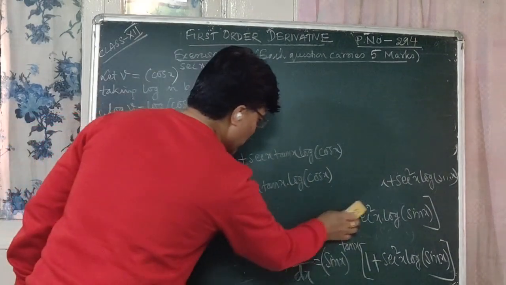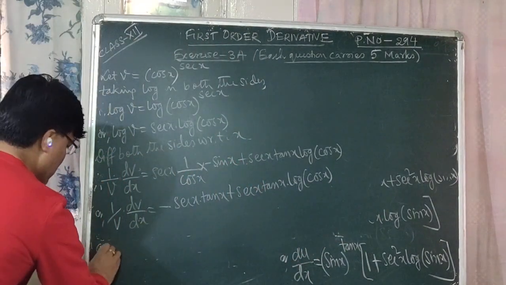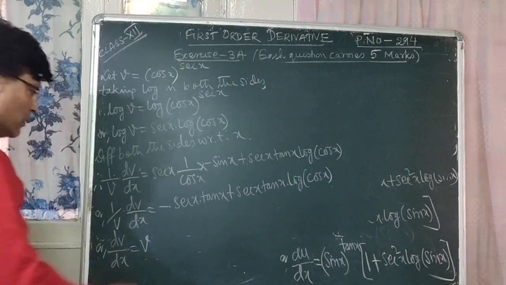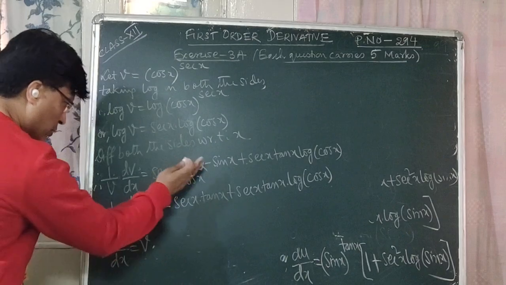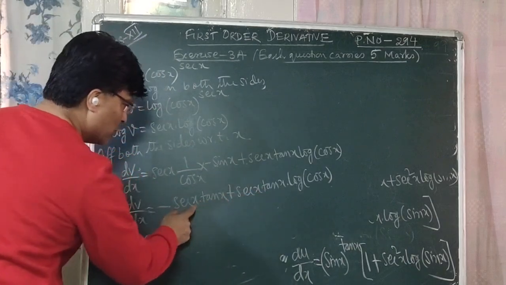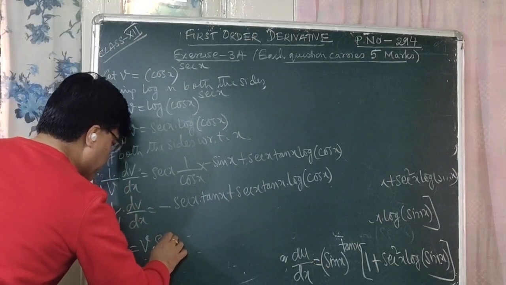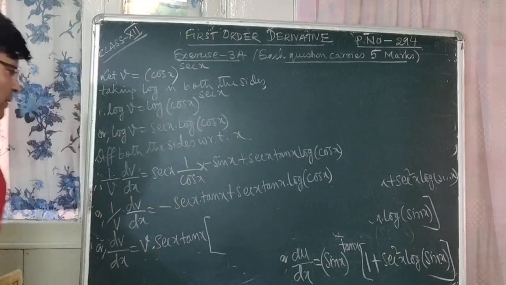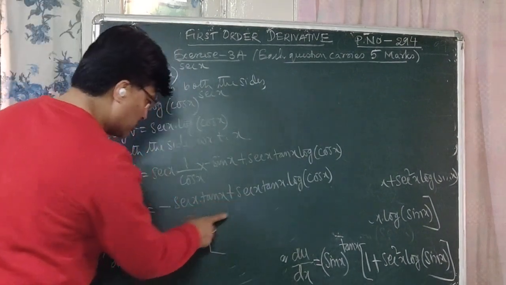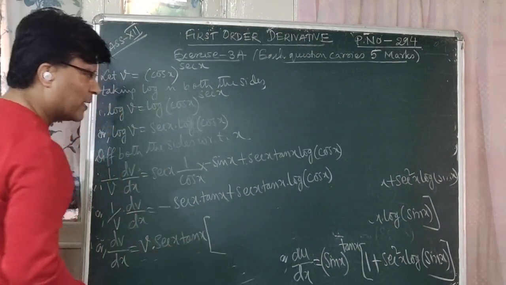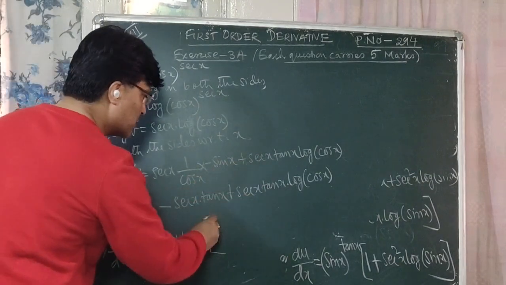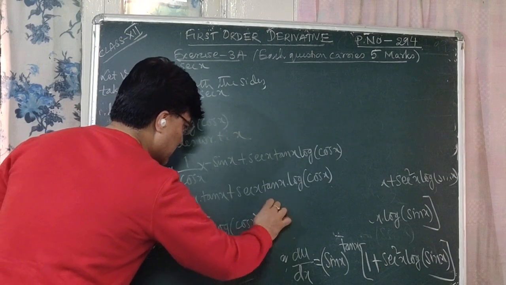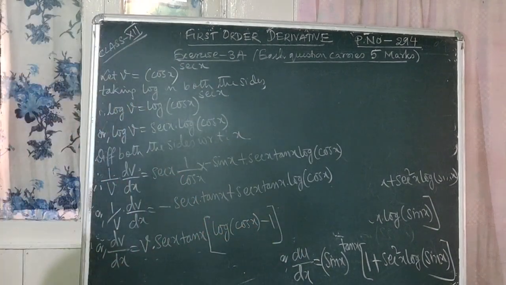okay? So what is dv by dx now? Or dv by dx is equal to v into, so cross multiply by v there. So here it is common, sec x tan x is taken common. So within the third bracket, what will you write? You first write down the positive term first, that is log of cos x, then minus 1. So this is your dv by dx.